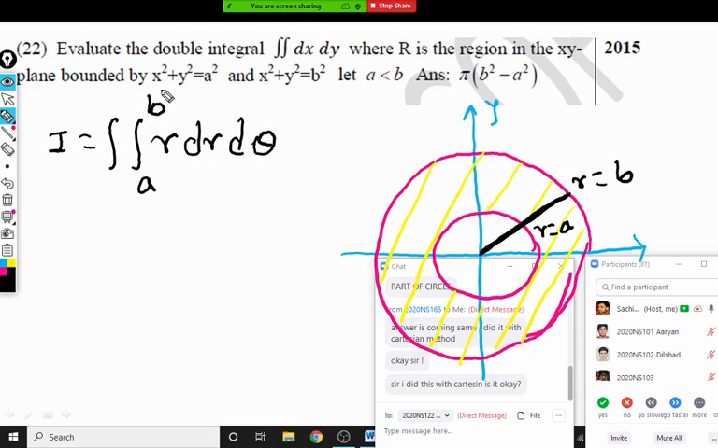What about theta? 0 to 2 pi. Correct, because the region exists in all four quadrants, 1, 2, 3, 4. So it is 0 to 2 pi. That's one. See, the calculation becomes simple.